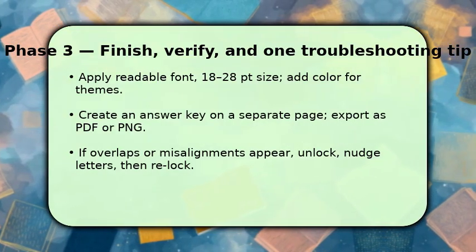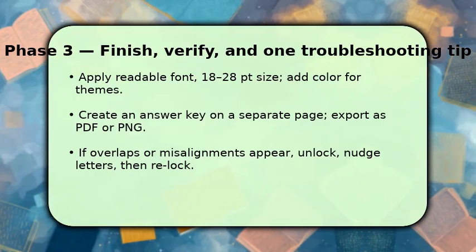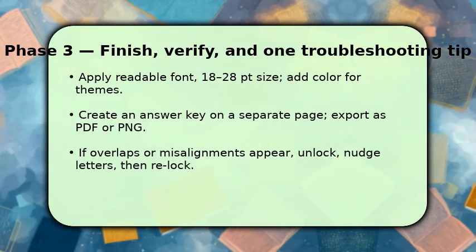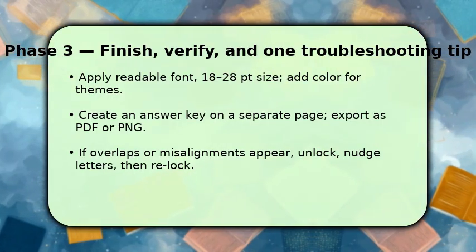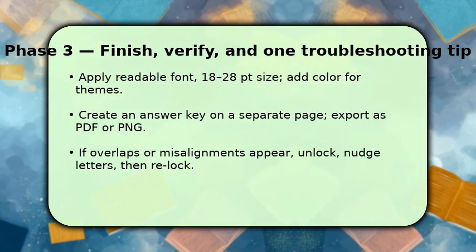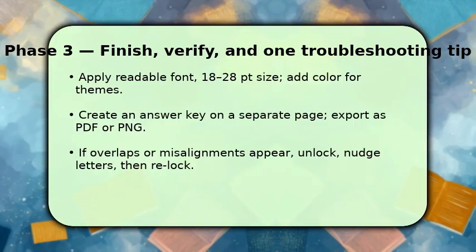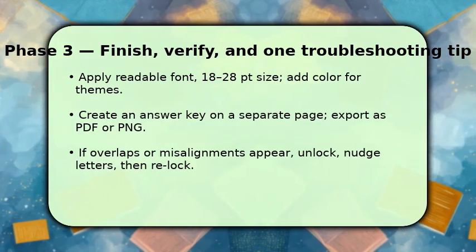PDF or PNG. If letters overlap or alignment shifts during export, unlock the letter boxes, nudge them by 12px, then relock. This single troubleshooting step fixes nearly all visual glitches and preserves print-ready layout.